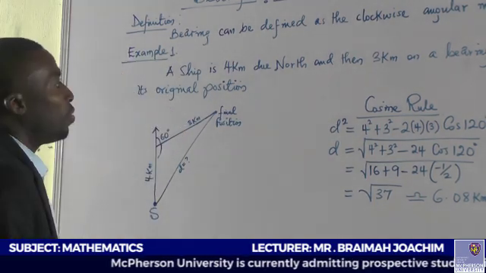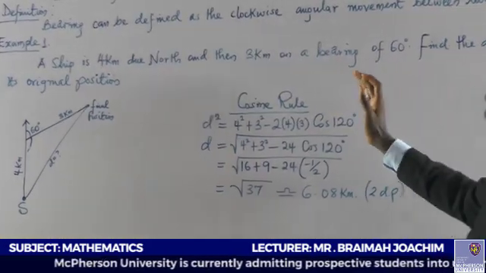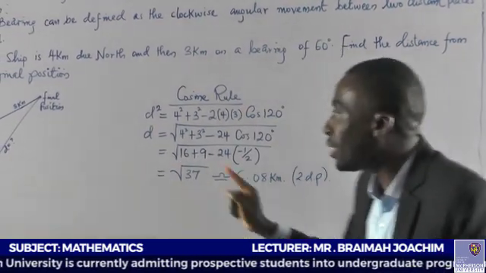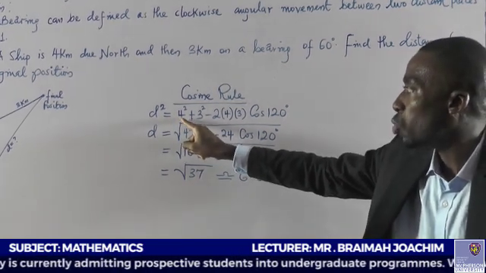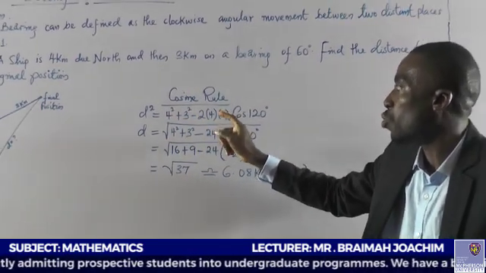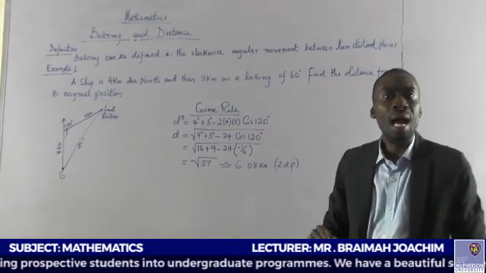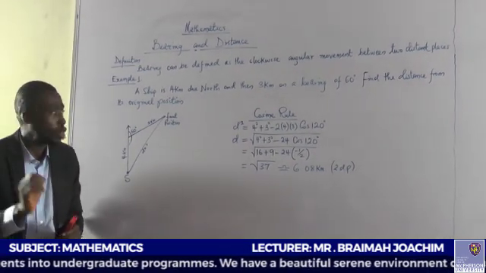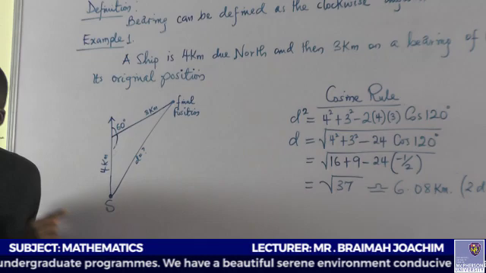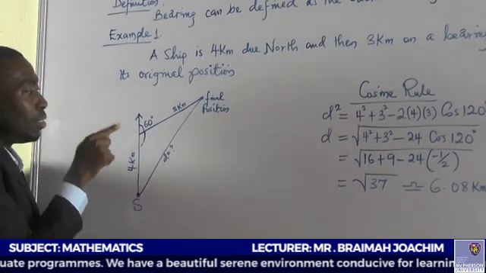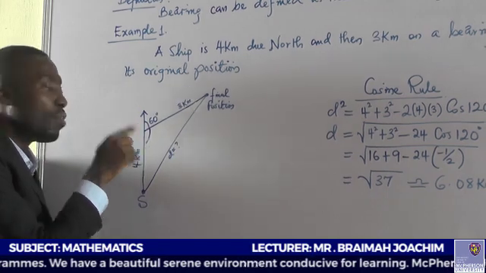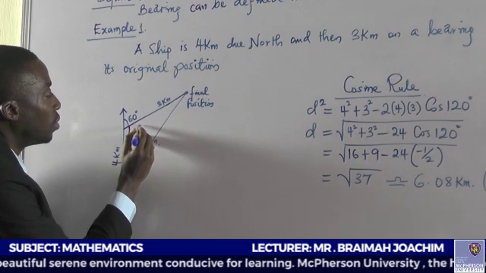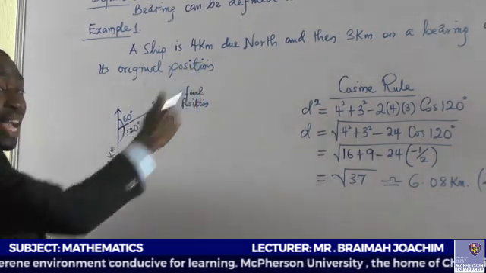Take note of that. Now, from our example, we see that the distance which we are asked to look for is equal to 4 squared plus 3 squared minus 2 times 4 times 3 cos 120. How did we arrive at 120? From our elementary trig knowledge, we know that angles on a straight line sum to 180 degrees. So if we take 60 from 180 degrees, it's going to give us what? 120 degrees. So we have an included angle inside the triangle that is formed.